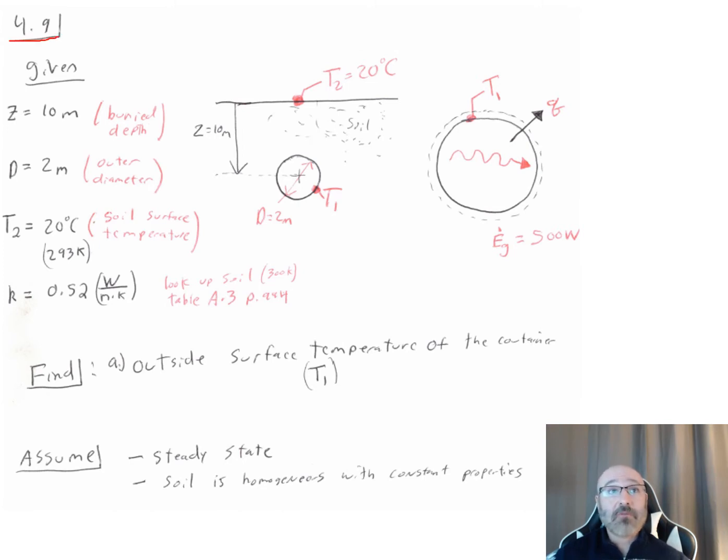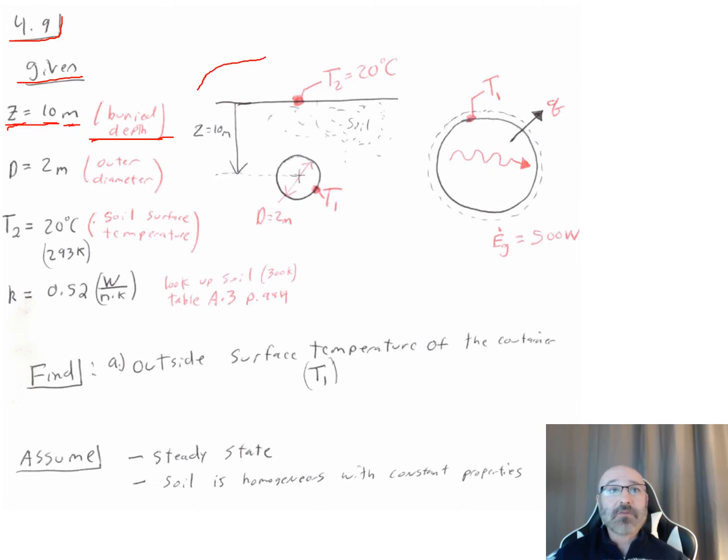So this here is problem 4.9. What is given to us? In the given information, we have our Z is equal to 10 meters, and this is our buried depth. Again, there are 4 things that we want to include in here: the variable, the numerical value, the units, and how it relates to our physical problem. There's our variable Z, our numerical value of 10, our units of meters, and our buried depth.